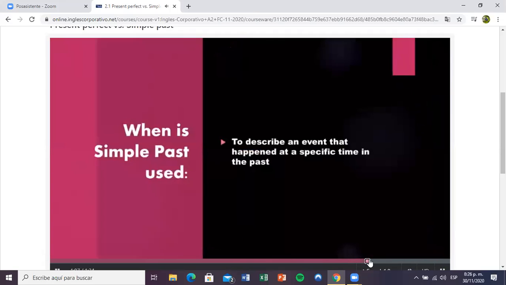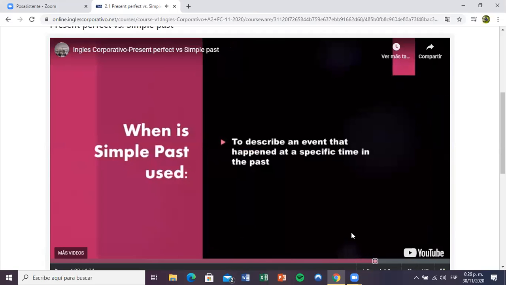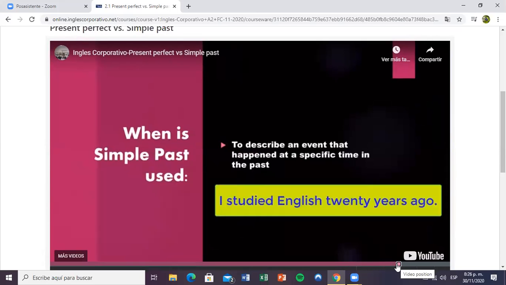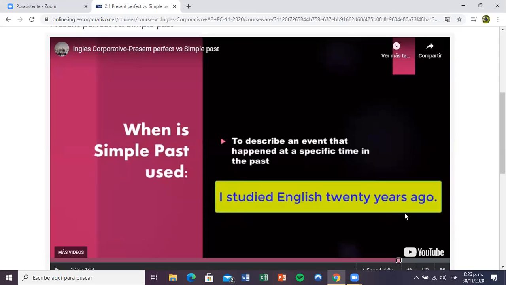And here's the idea for the simple past. I don't think it's as important, but still make sure that it's clear. It's for an event that happened, like I mentioned, at a specific time in the past. So we know this event happened. We know when it happened. That's going to be the big difference. I studied English 20 years ago. We know specifically the action, studied English, and we know specifically when, 20 years ago. If we don't have the specific time, then it would only be, I have studied English, and we don't know when it happened.